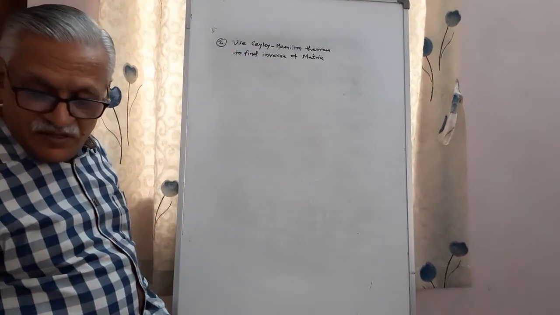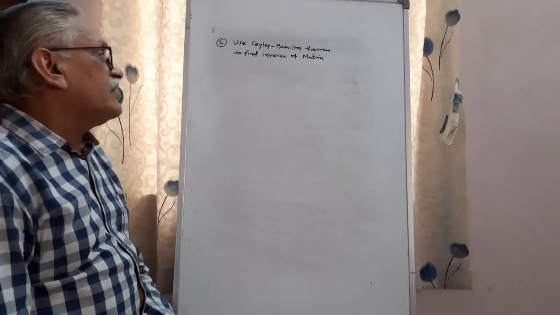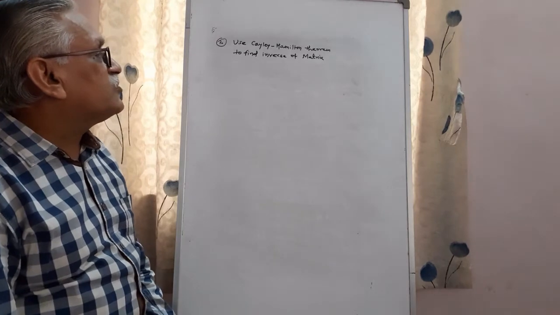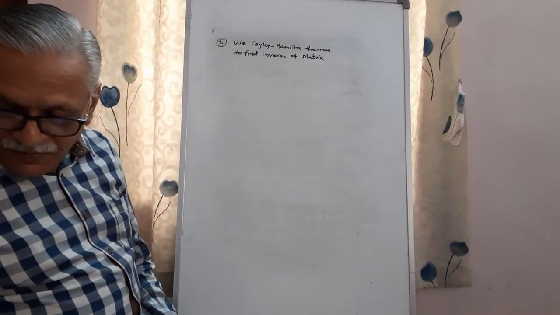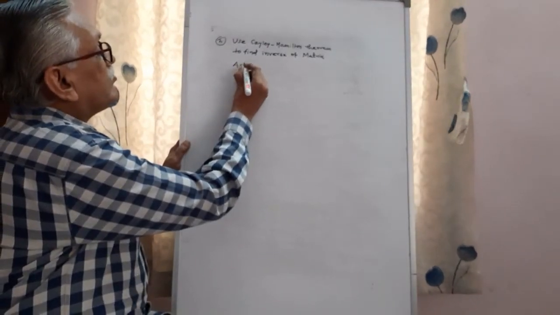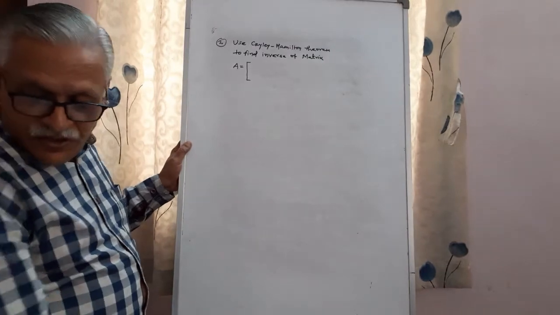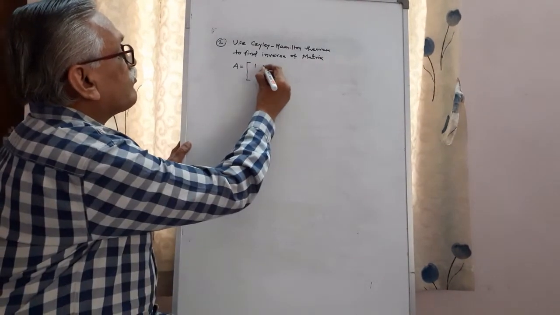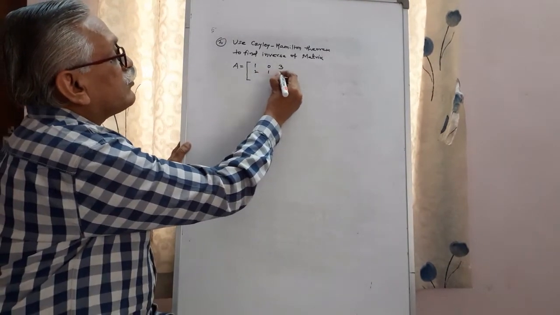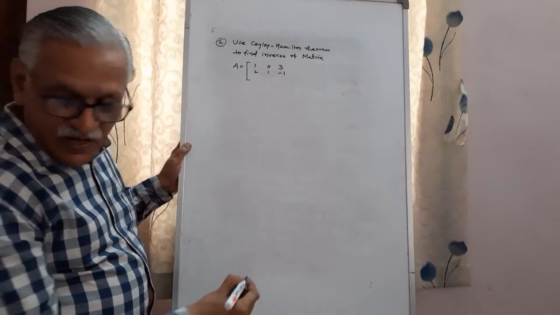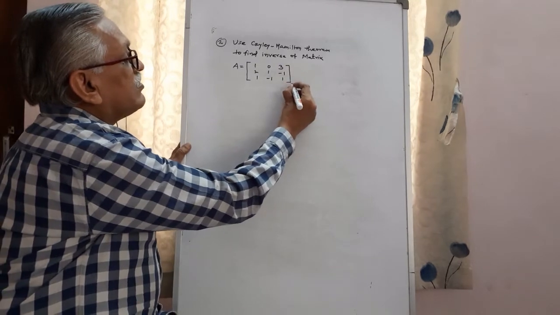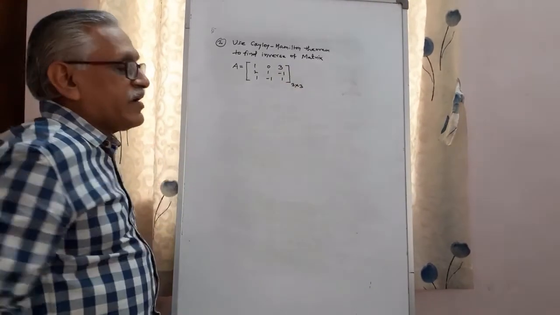Second problem. This time I will take a matrix of order 3 by 3. Therefore, use the Cayley-Hamilton theorem again to find the inverse of the matrix, and that matrix A is equal to [1 0 3; 2 1 -1; 1 -1 1]. The order of this matrix is 3 by 3, a square matrix.